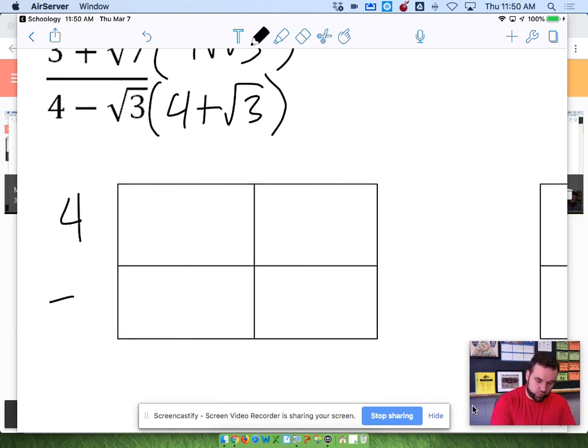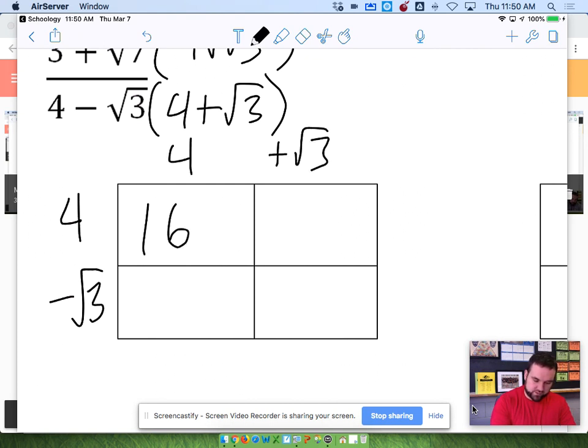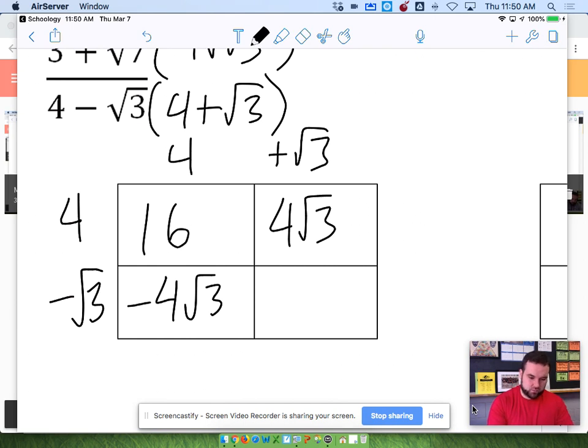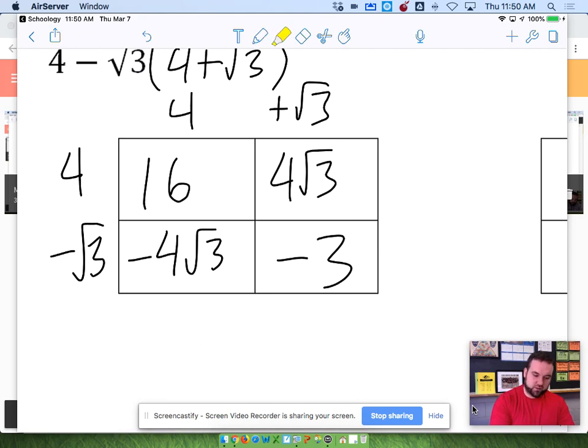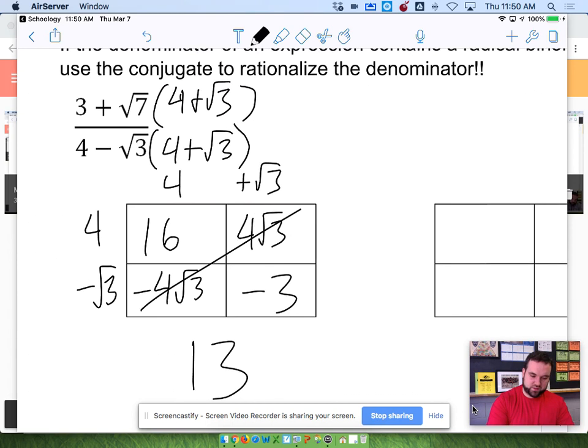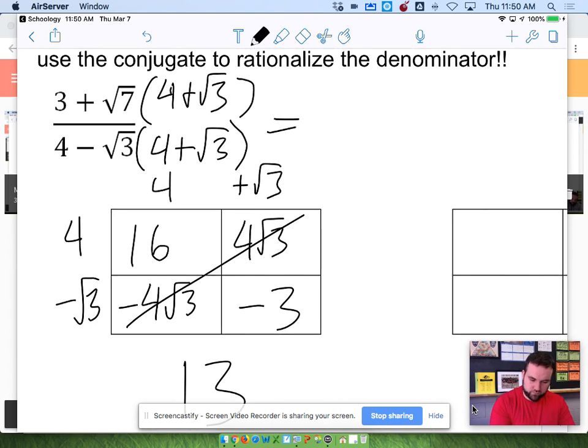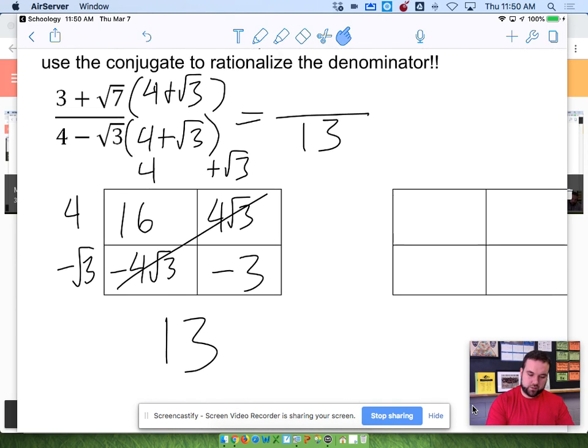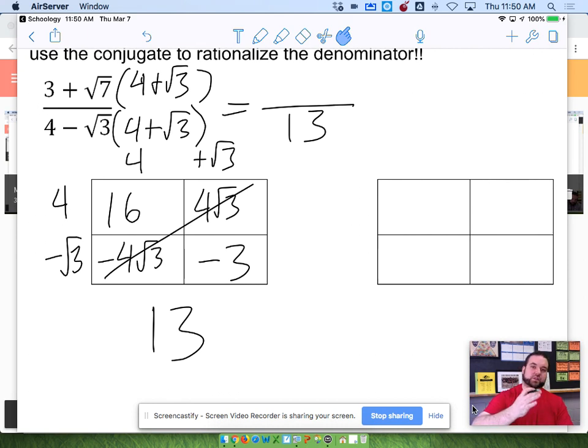If I multiply 4 minus root 3 with 4 plus root 3, we get 16, 4 root 3, negative 4 root 3, and then negative root 9, which is just negative 3. So all of this together, we see that those cancel out, so my denominator is just going to be 13, which is nice because, again, that's our end goal, to get rid of the radicals in the denominator.